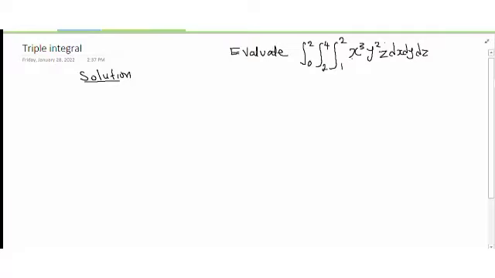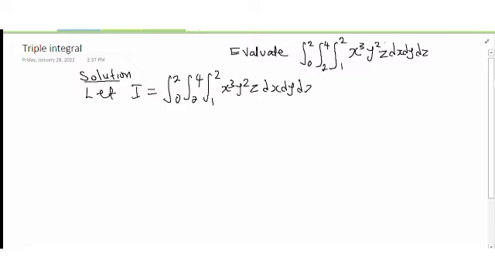So we start with x, followed by y, and finally with respect to z. So let I equal the integral between 0 and 2, integral between 2 and 4, integral between 1 and 2, of course, of x cubed y squared z dx dy dz.